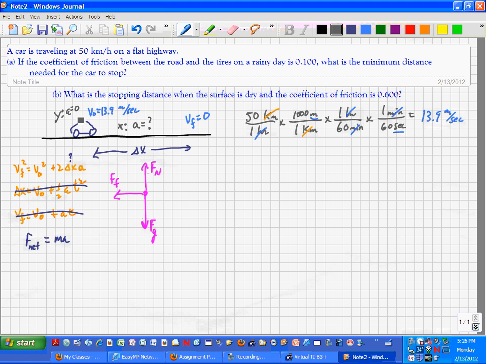In the Y direction, my acceleration is equal to 0. So for the Y direction, sum of the forces is going to be equal to 0 because my acceleration is 0. So I've got force of normal minus the force of weight. I'm going to go with minus because this is downward, is going to add up to 0. So force normal is equal to the force of the weight.